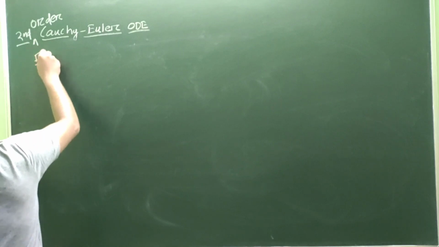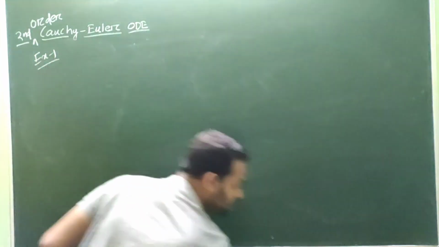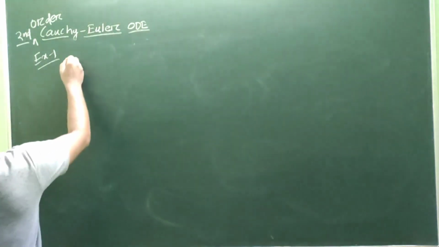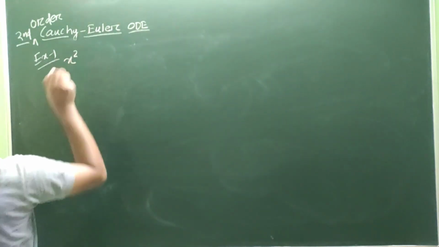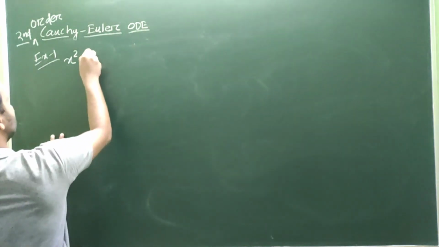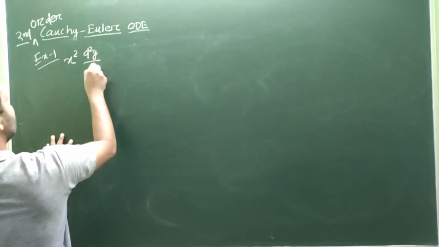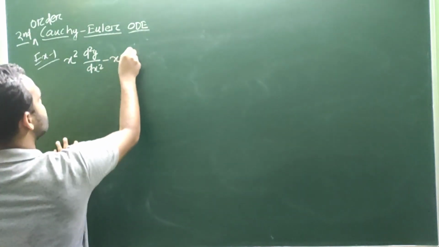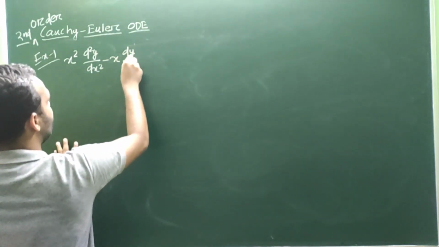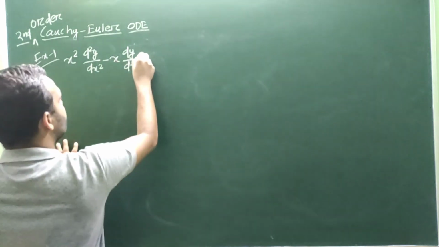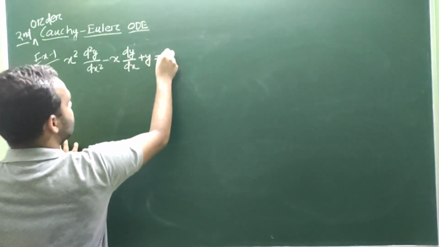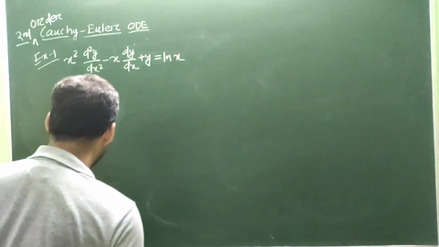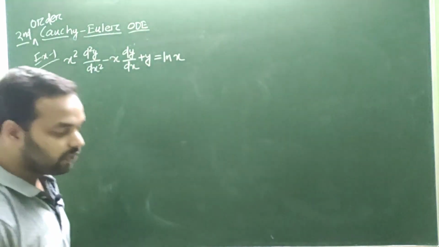Okay. So this is the first example. Let me take another question. Okay. This is the first example. And the differential equation is given something like this: x square d square y by dx square minus x into dy by dx plus y is equal to log x. Right? So he is asked for the solution of this differential equation.